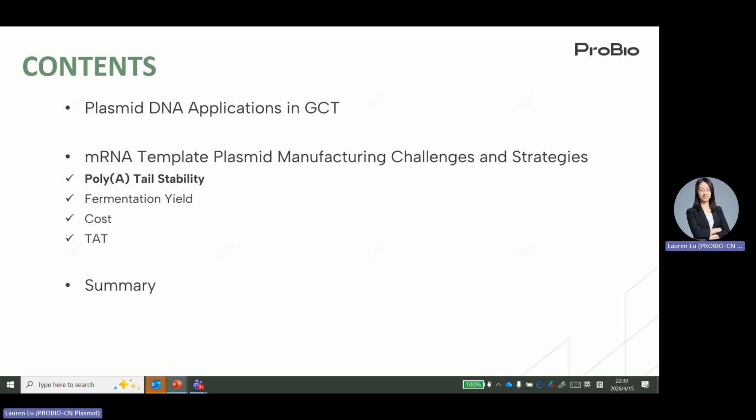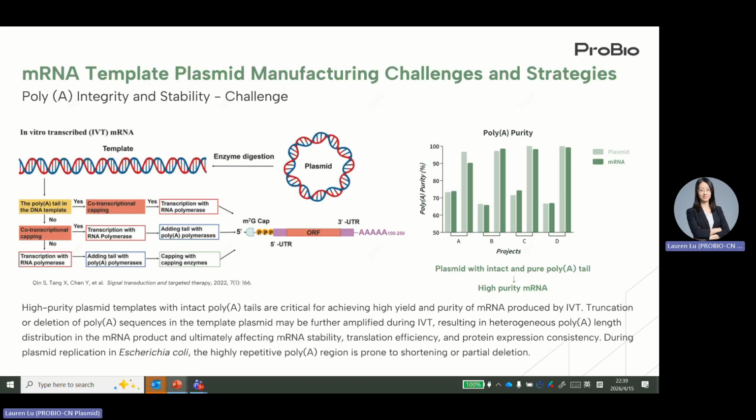In the next part, I'm going to give some detailed case studies. First of all is the case study about how to keep poly-A stability. This slide highlights a critical challenge in mRNA template plasmid manufacturing. Maintaining poly-A integrity and stability is quite important. The poly-A is a key determinant of mRNA stability and translational efficiency, and also protein expression.